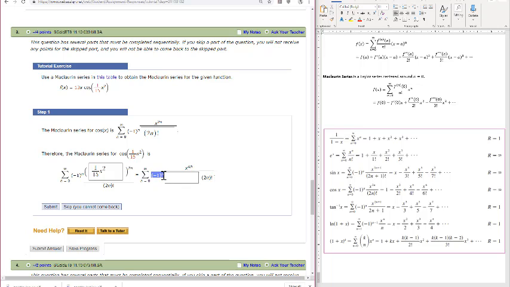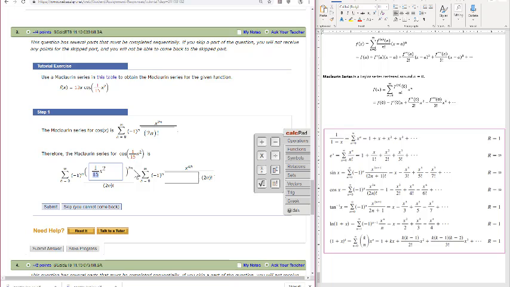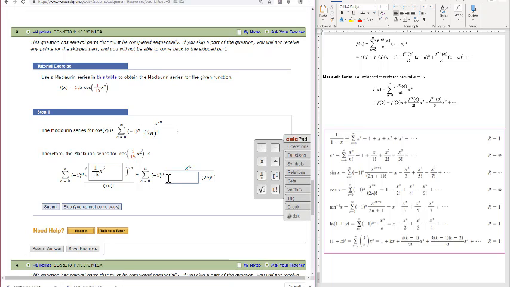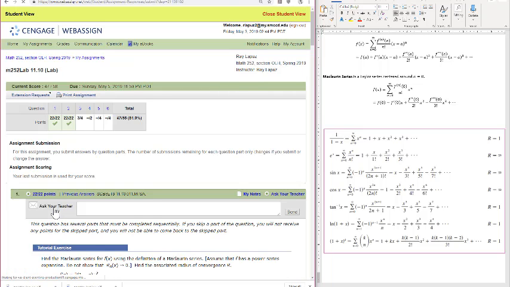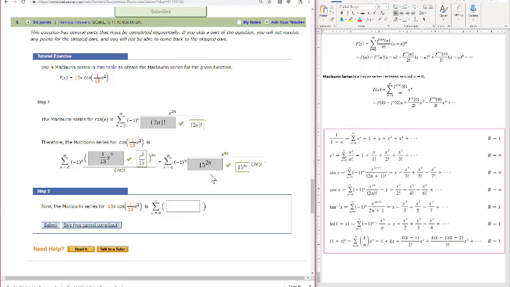The alternating series portion of it, -1 to the n, is still there, so it's just going to be 15 raised to the 2n power. And I suppose we can simplify this. 15 squared is 225, so 225 to the n, but let's just leave it at that and submit. Okay, that looks good so far. And now the Maclaurin series.